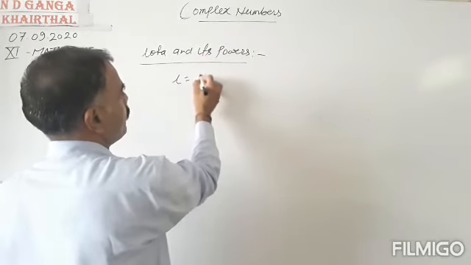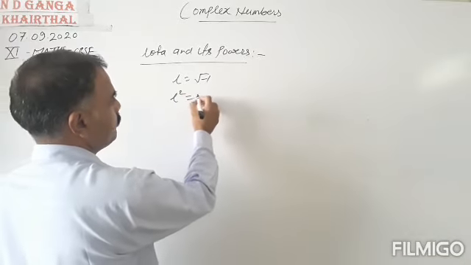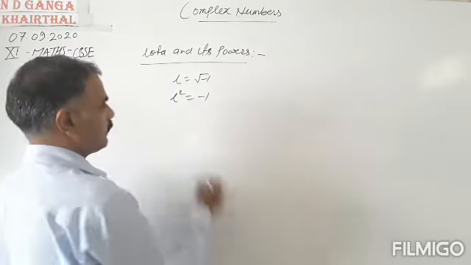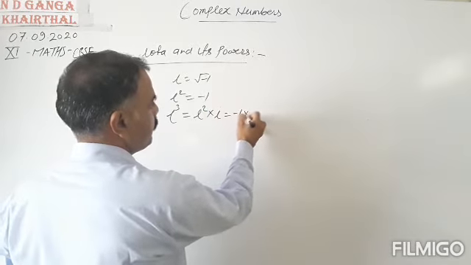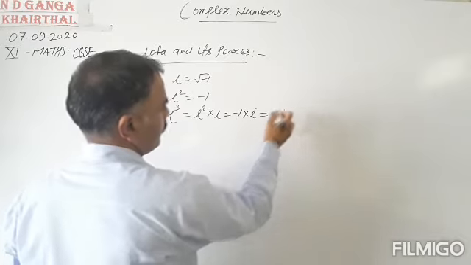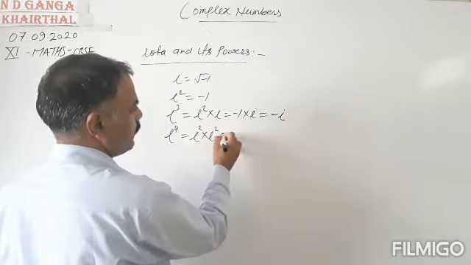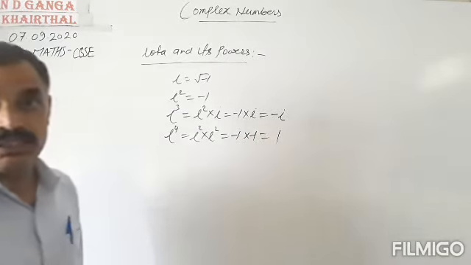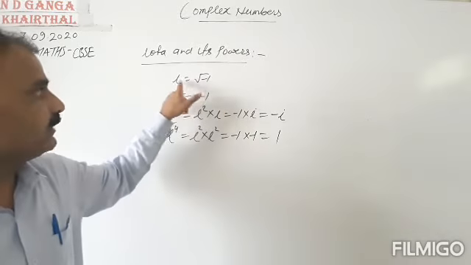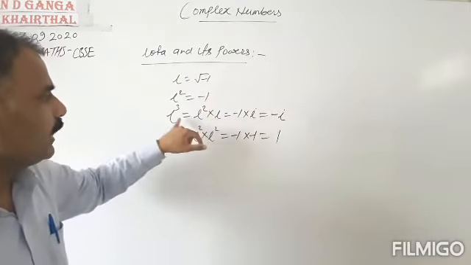So iota is equal to under root minus 1, we know that, and after squaring this we will have iota square equals minus 1. Iota to the power 3 equals iota square into iota, that is minus 1 into iota equals minus iota. And then iota to the power 4 equals iota square into iota square equals minus 1 into minus 1 equals plus 1. So iota to the power 2 equals minus 1, iota to the power 3 equals minus iota, and iota to the power 4 equals 1.